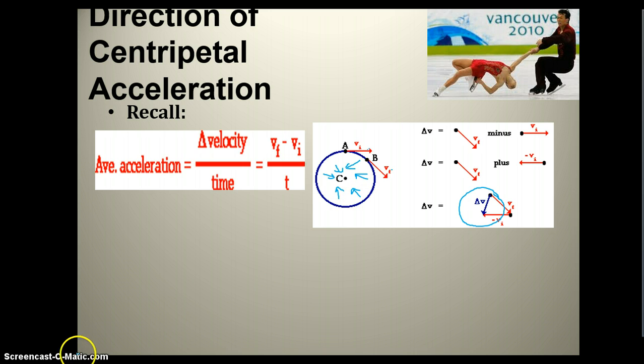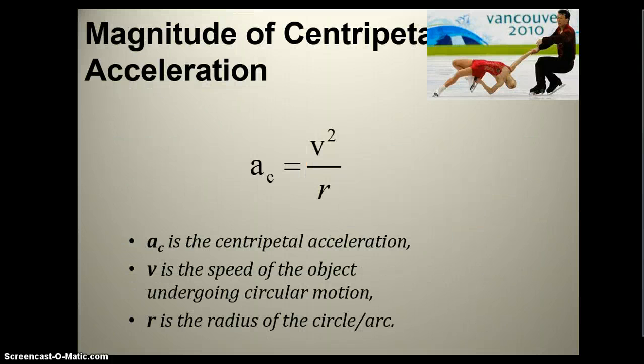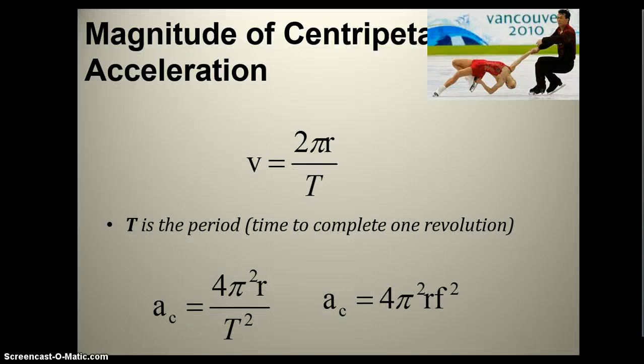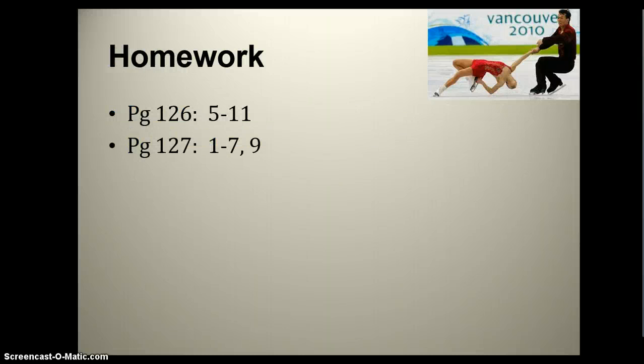Now, of course, if there is an acceleration that takes place, that means there also has to be a net force. So these are some of the formulas that we've taken a look at. Acceleration equals v squared divided by r, also 4 pi squared r over t squared, and also 4 pi squared r times f squared. These are if you have your period, and this is if you have frequency. Now you could do some of these questions on your own and check them out.